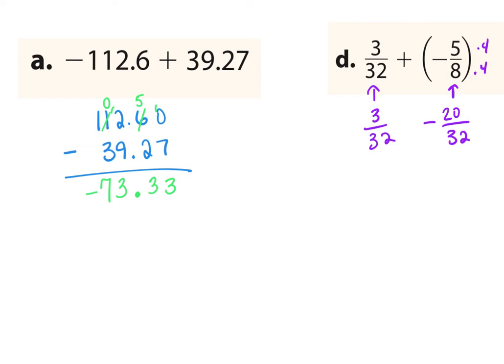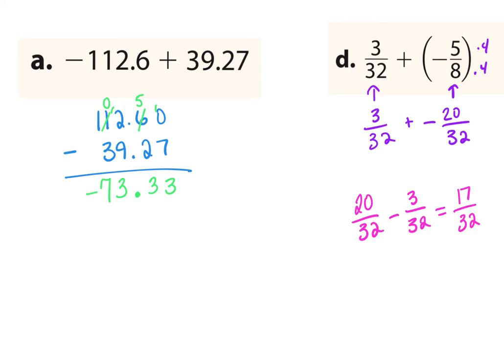All right. And so now, once again, you can see I have different signs. I'm going to then subtract and keep the sign of the larger. So I'm going to take the 20 over 32 and subtract the 3 over 32. What is 20 minus 3? 17. Yeah, so I have 17 over 32. Remember, with fractions, you only subtract the numerators. You've already figured out what the denominator is, okay?